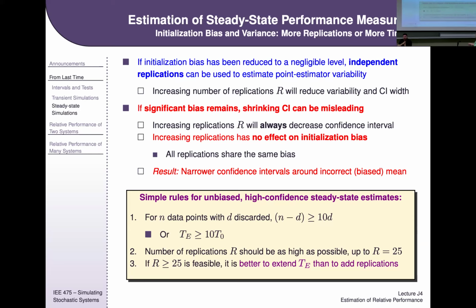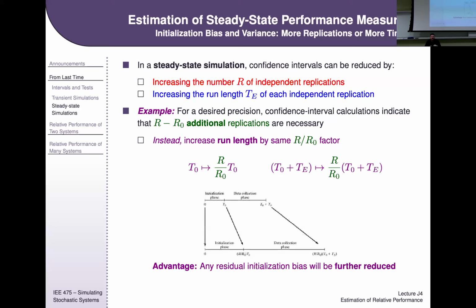Once you've done that, choose your number of replications to be as high as possible. If you can afford 25 replications, then just run 25. But at that point, you're not going to get much more benefit from running more replications in a steady state sim. It will be better instead to extend your end time beyond this threshold. So we start with this threshold, and if we have the budget for running a sim this long for 25 replications, and that doesn't eat up all of our supercomputer time, then instead of adding more replications, we extend the end time. And I'll show a picture of that here.